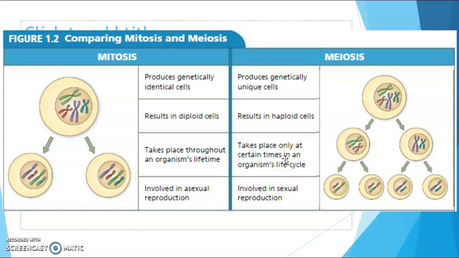This, as mentioned, only happens during specific moments in the person's life, and that is when they are physically capable of reproducing, having a child. And these cells are only used in sexual reproduction. So their sole purpose is to reproduce, to form children. So haploid cells, diploid cells, meiosis, and mitosis.